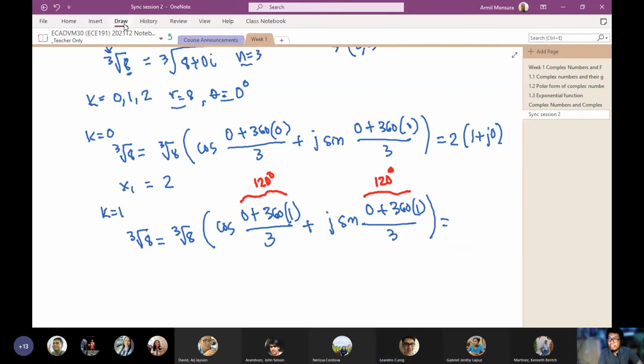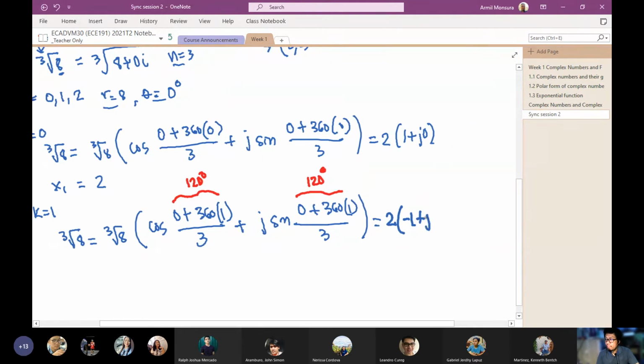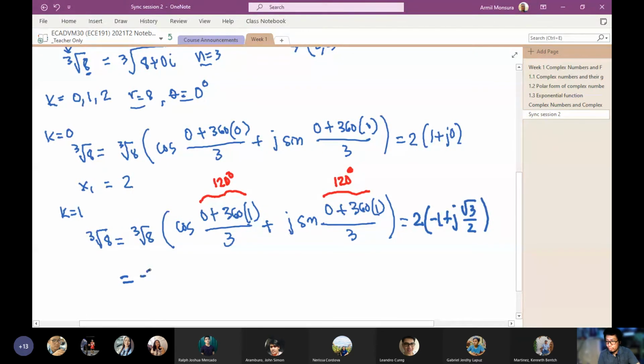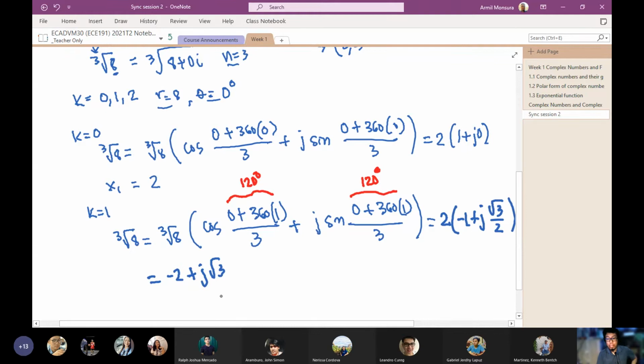Okay? So lalabas doon, we now have again, cube root of 8 is 2. And then what is cosine of 120? Negative 1 na po. What is sine of 120? Square root of 3 over 2. Positive. Apo. Okay. Ano ngayon to? This is negative 2 plus j square root of 3. That's the second root. Mamaya check natin yan kung tama.